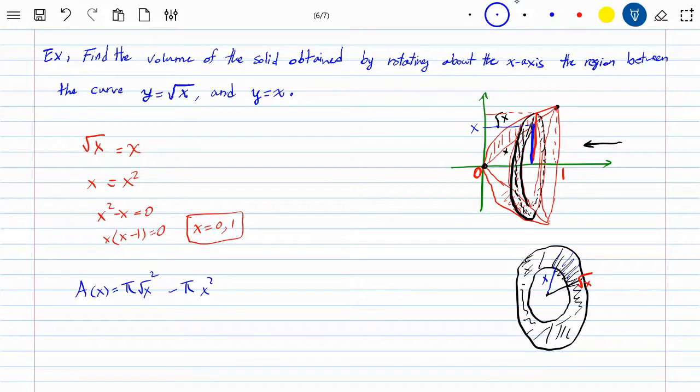You can simplify this, they both have a pi in common. Factor out that one. Square root of x squared is x minus x squared. So this is basically the area function. And to find the volume, you integrate from 0 to 1, the boundaries from 0 to 1, these two. And pi x minus x squared.